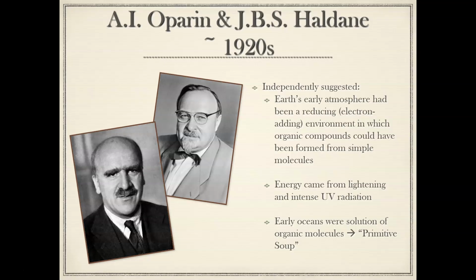And we're looking at these two gentlemen, Oparin and Haldane, and they are both working independent of each other, but they both come to the same conclusion, and they suggest that early Earth's atmosphere must have been a reducing environment. And if you don't really know what that means chemically, a redox reaction, oxidation versus reduction, we'll get to that when we get to metabolism at this point in the year. But what this means is that the elements and the atoms that are in the atmosphere at this point are electron adding, meaning that they're taking electrons from other things. Okay?